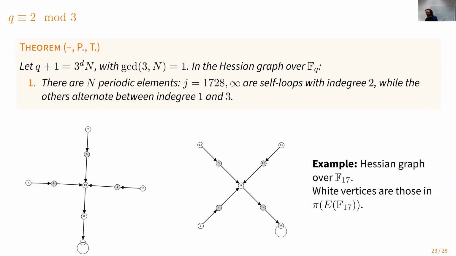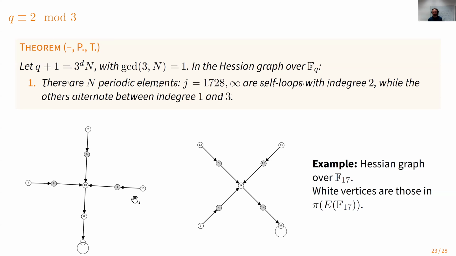Okay, but let's go back to the Lattès map thing. So how can we use all the machinery we built to understand the structure of Hessian graphs over finite fields? Well, we have 2 cases. Let's start from the nicest one, which is q equals 2 modulo 3. In this case, we have only 2 self-loops, which are unsurprisingly the problematic points, 1728 and infinity, which you can see already in this picture. And for the others, we have alternating in-degrees. It's either in-degree 1 or in-degree 3.